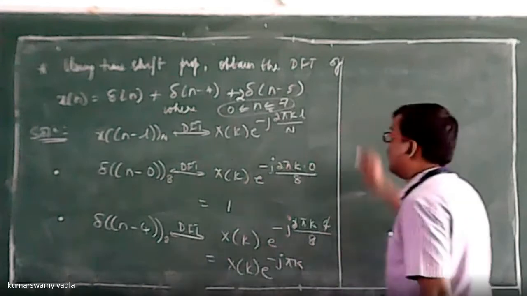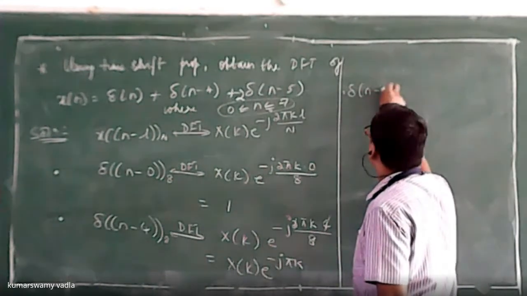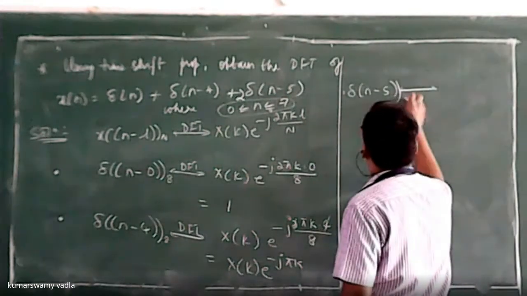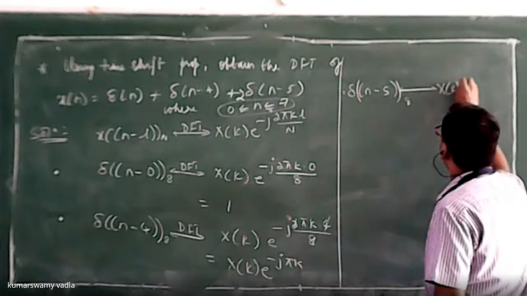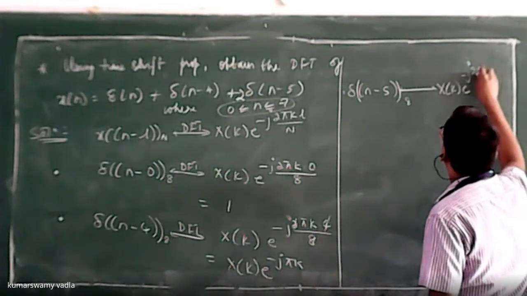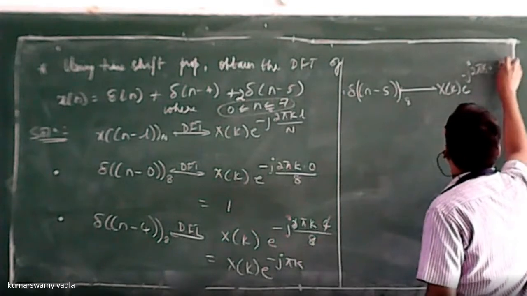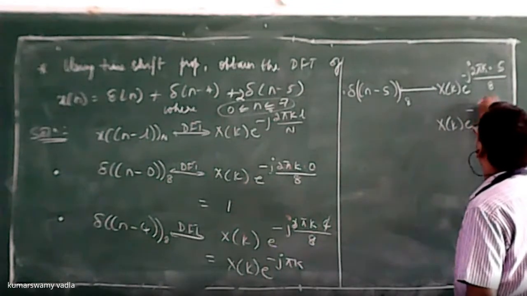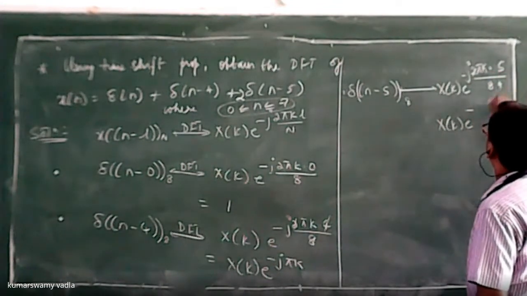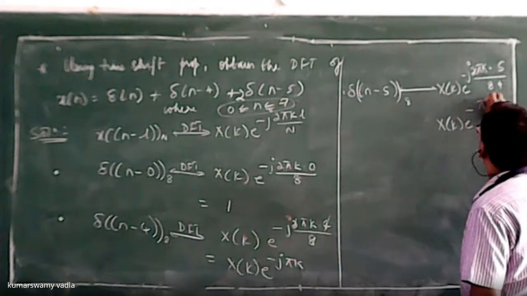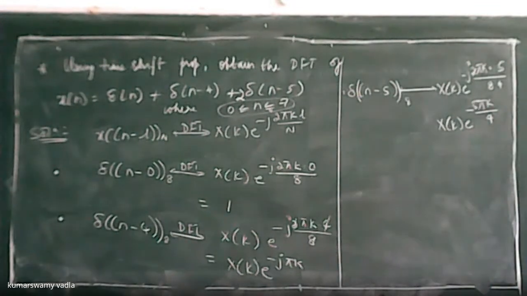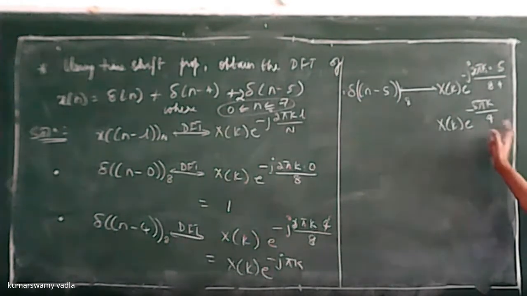Now, delta of n minus 5, of 8, when you apply DFT, what do you get here? X of k e power minus j 2 pi k L divided by N. L is 5, N is 8. So X of k e power minus j 5 pi k divided by 4. Yes or no, friends? Is it correct?